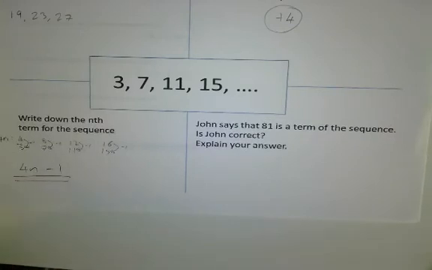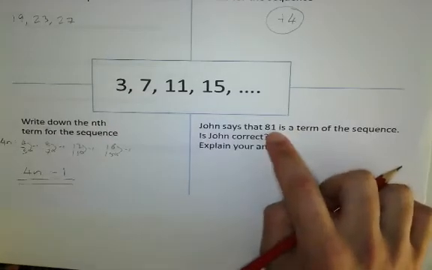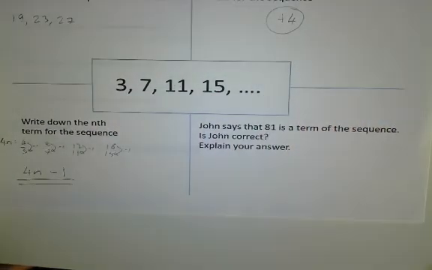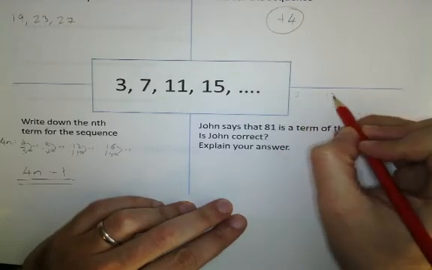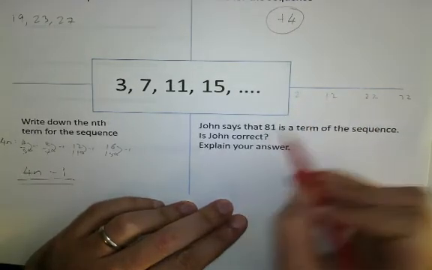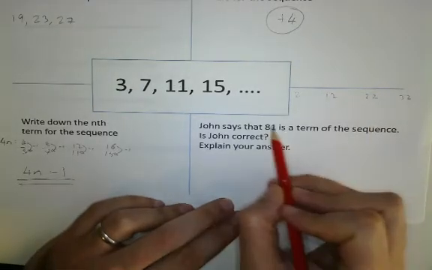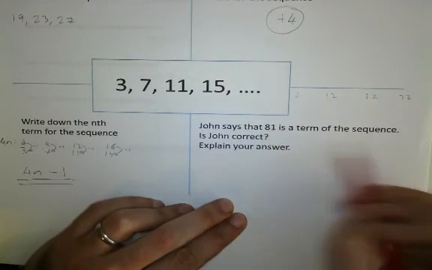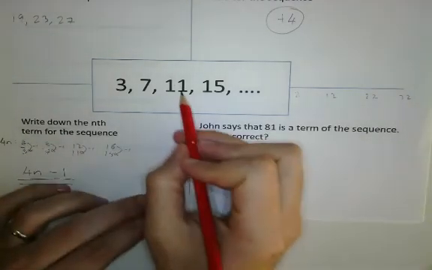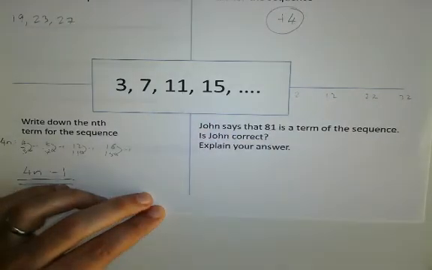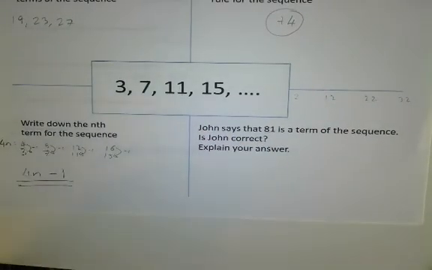Right, and the last one. John says that 81 is a term of the sequence. Is John correct? Explain your answer. Now there are 2 ways to do this. One would be to just continue up the sequence. Now sometimes you can spot that it's not in a sequence, especially if you're adding on 10 each time. Let's say we were doing 2, then 12, then 22, then 32. Would 81 be in that sequence? Well, no, it wouldn't, would it? Because it's going to hit 82, not 81. So it's going to jump over 81. So sometimes you can just spot it. However, with this one you can't, because that ends in a 1, doesn't it, there? So it might be in the sequence. We're going to have a look at it. So there's 2 ways of doing it.